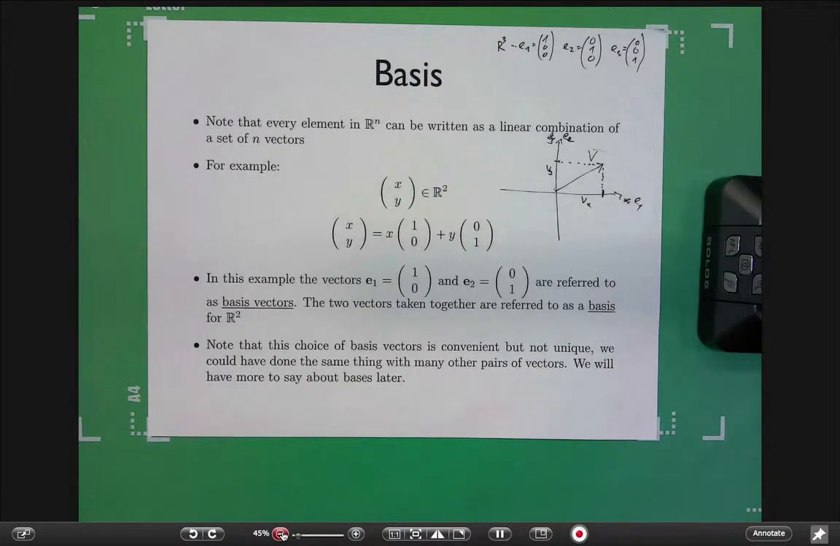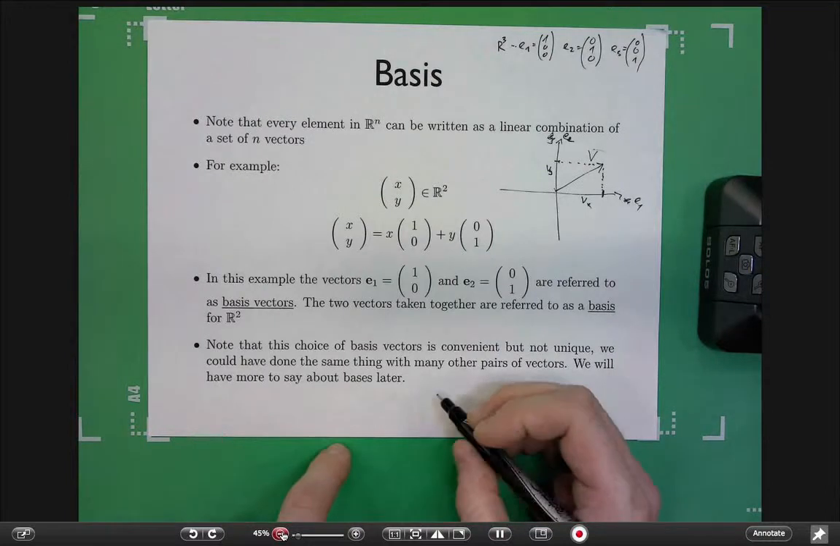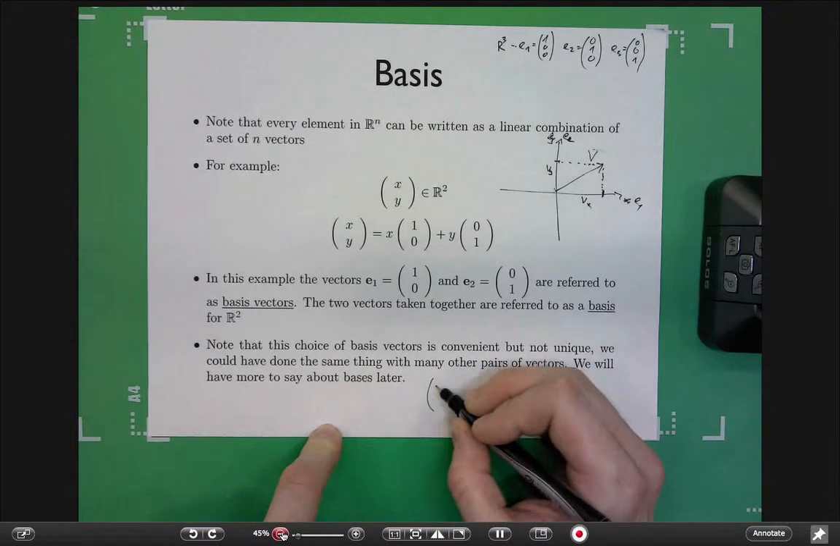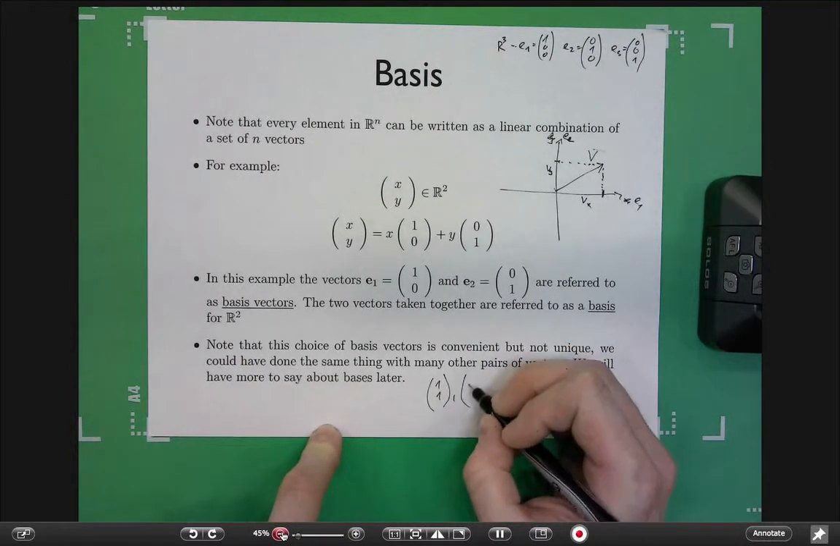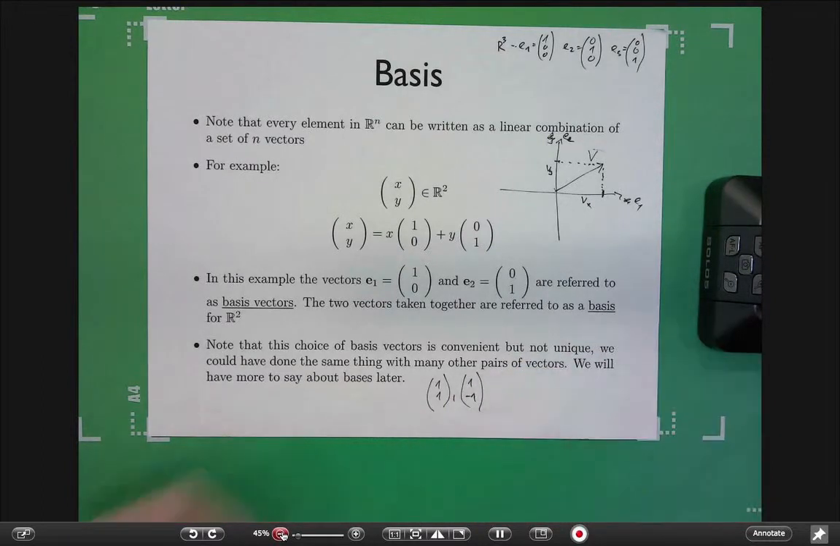What is interesting about this is that this is not the only basis of my R2 space. There are many other pairs of vectors which also give me a basis, right? For example, let's say I took (1, 1) and (1, -1). These two vectors also define a basis, right?